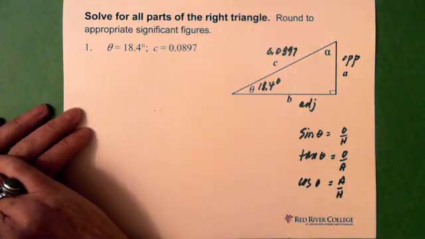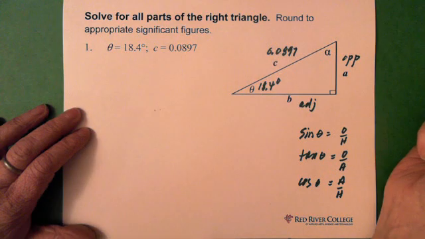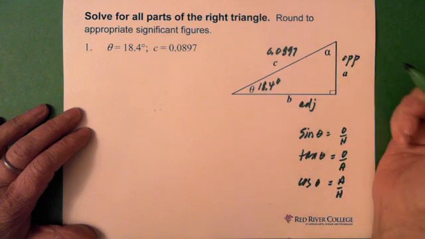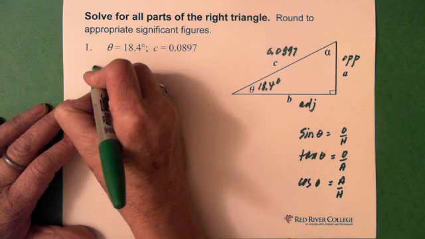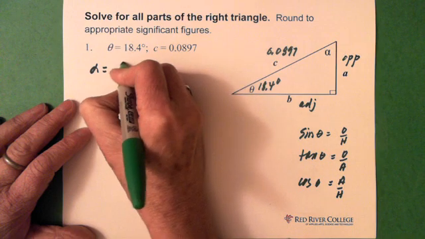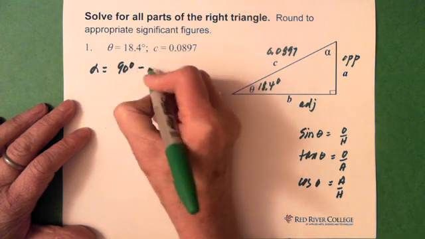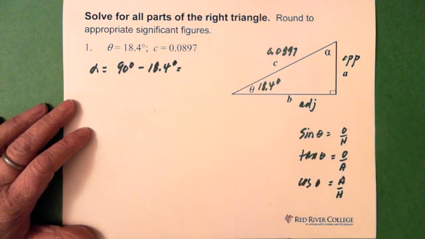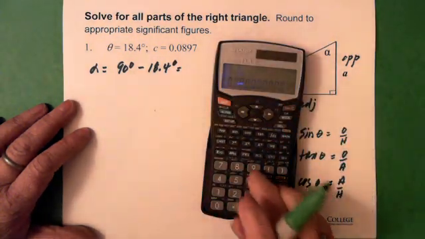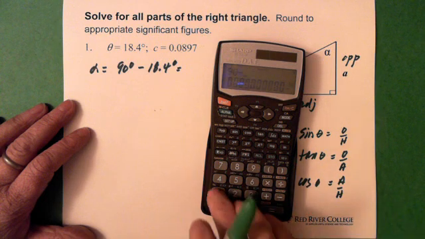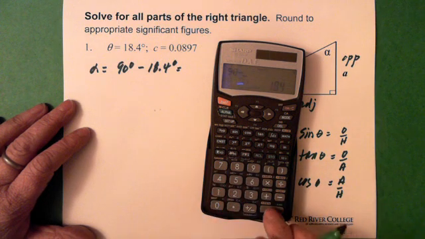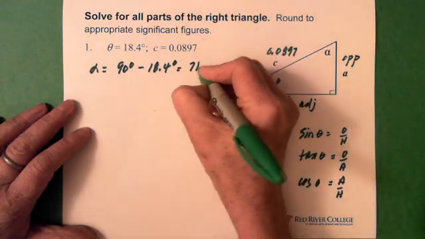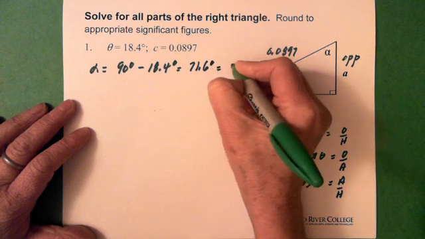Actually, let's solve for alpha first. That's an easy thing to do. These 2 angles here add up to 90 degrees. So then alpha has to be 90 degrees minus 18.4 degrees. So we end up with 90 minus 18.4, 71.6. 71.6 degrees is alpha.